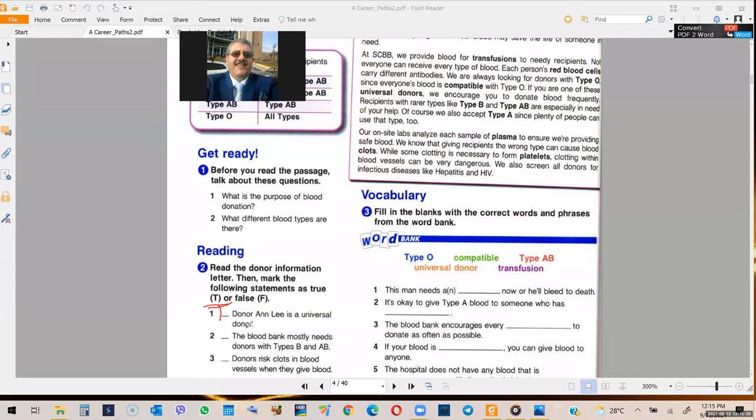Number two. The blood bank mostly needs donors with type B and AB. Yes, Sarah, Salsabil, Lina. No, unfortunately this is false, because the blood bank says here, yes, because they want all the types.